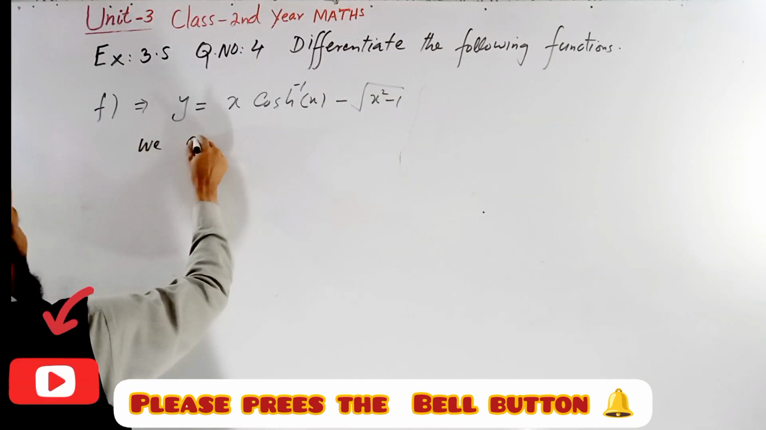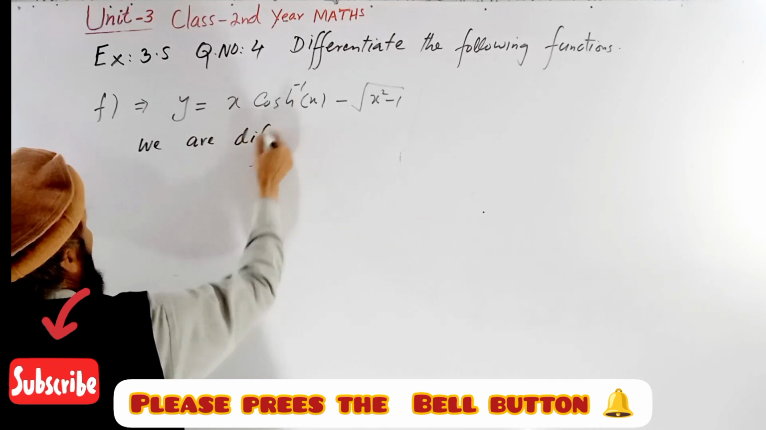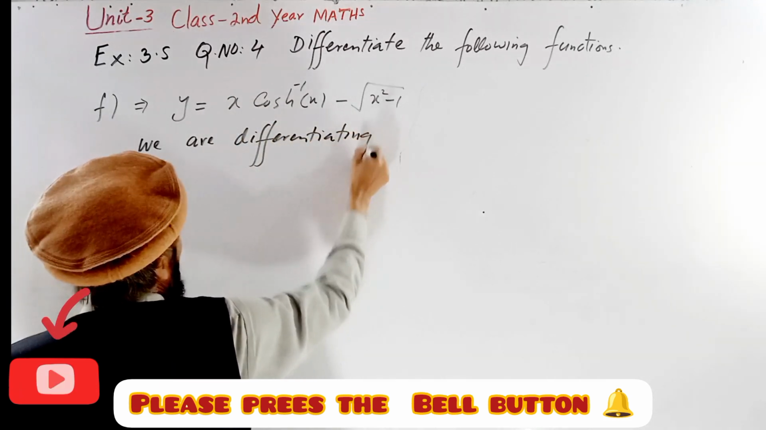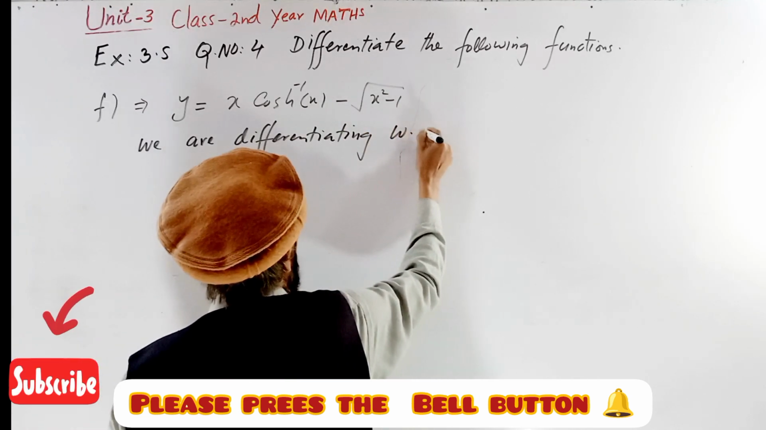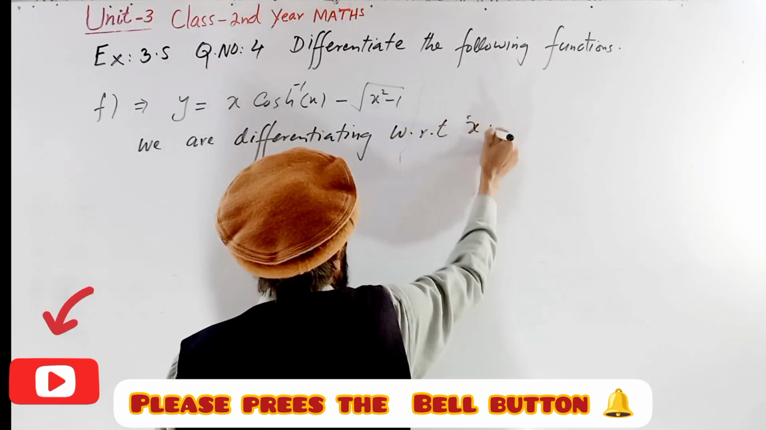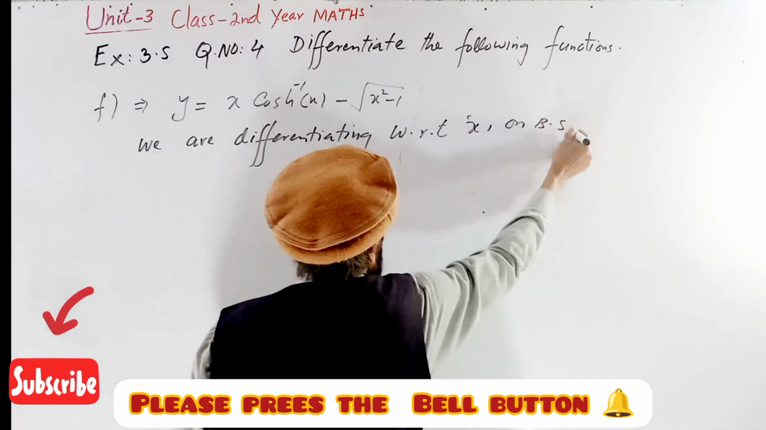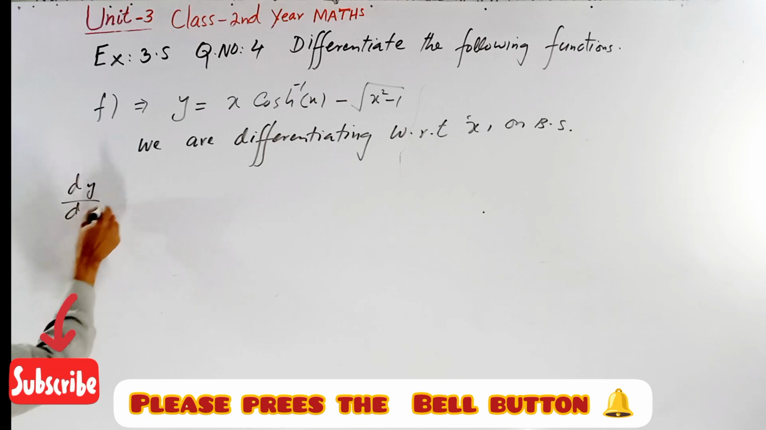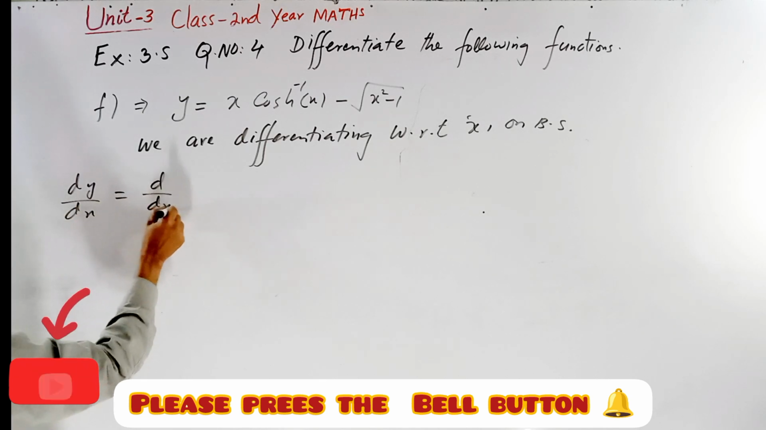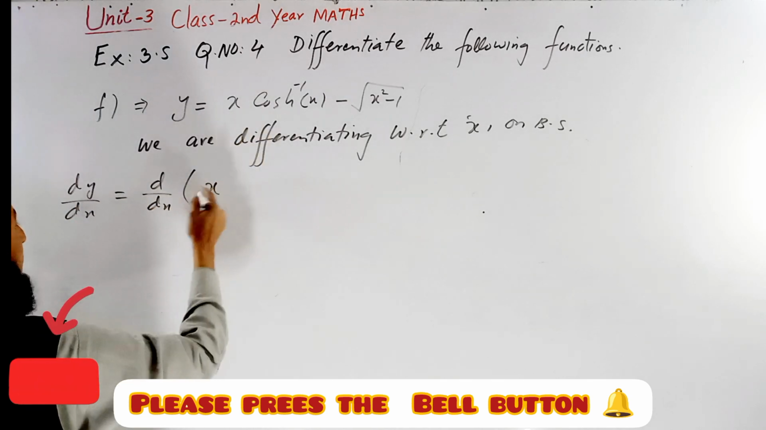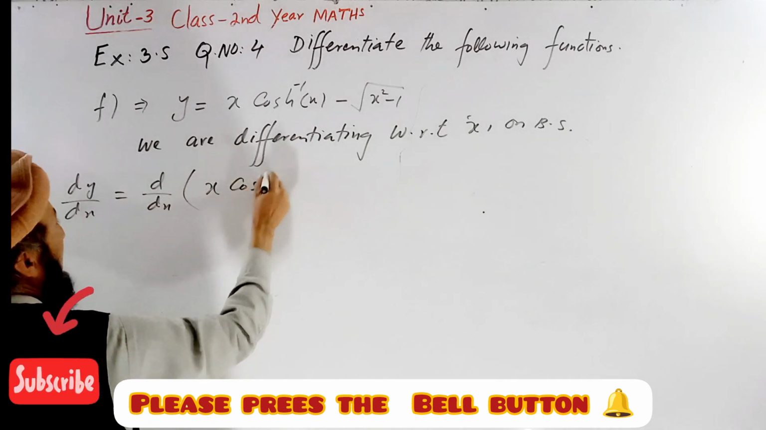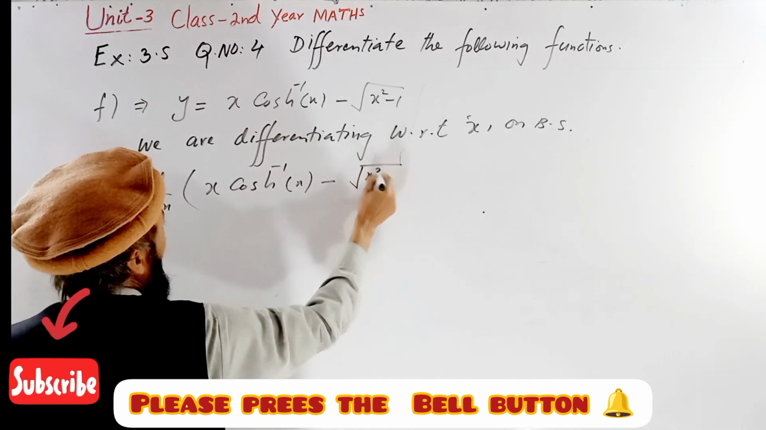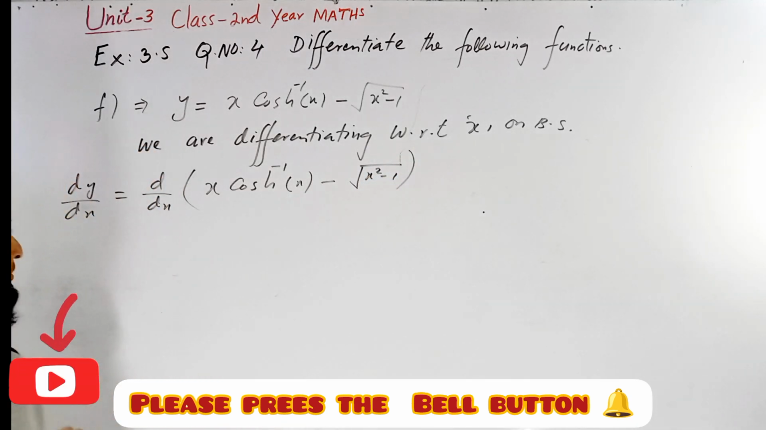We are differentiating with respect to x on both sides of this equation. So we can find dy by dx, and in place of y, here we put x cos hyperbolic inverse x minus the square root of x square minus 1.